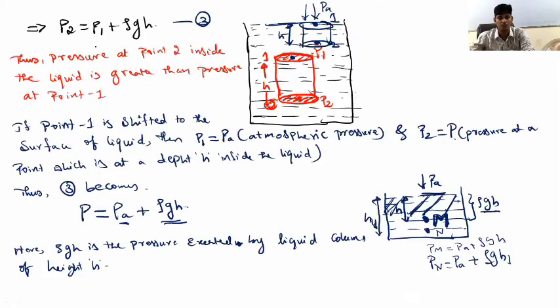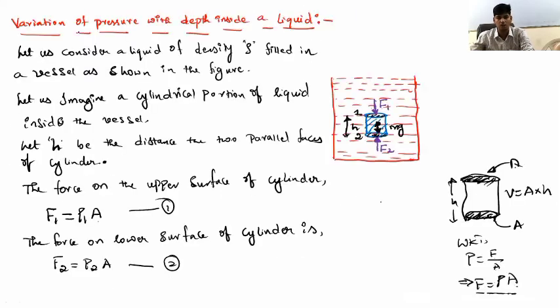So what we have done here is, we have considered a liquid of density rho. I have considered a cylindrical portion of the liquid inside this vessel. I have named the upper and the lower faces of the cylinder as 1 and 2.